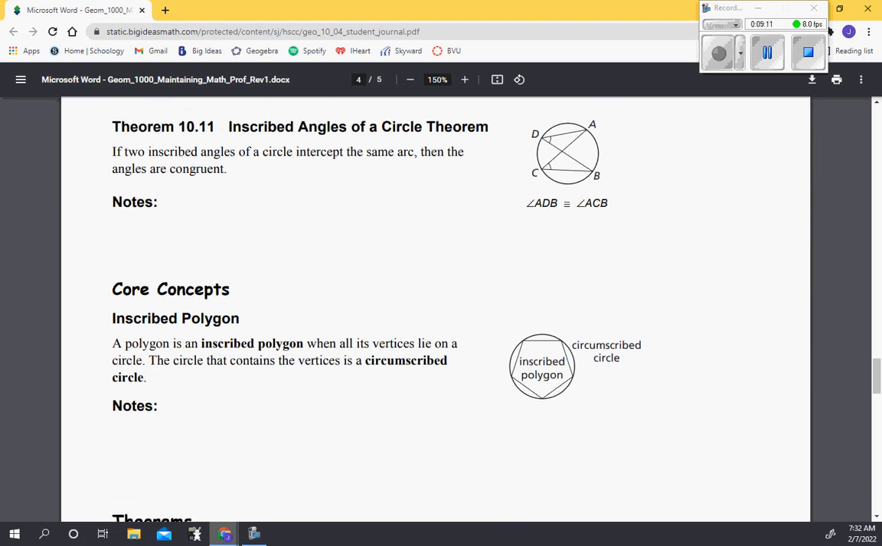This one, little weird to see. If two angles, or two inscribed angles, remember, inscribed angle has the vertex on the circle. If two inscribed angles of a circle intercept the same arc, then the angles are congruent. So let's just start with D here. D goes to A and goes to B and creates this angle. Okay, the other inscribed angle that goes to A and B is C. Goes to A, goes to B. So they intercept, or they both go to the same arc. They both have this arc here, AB. Okay, that means that angle D and angle C have to be congruent.